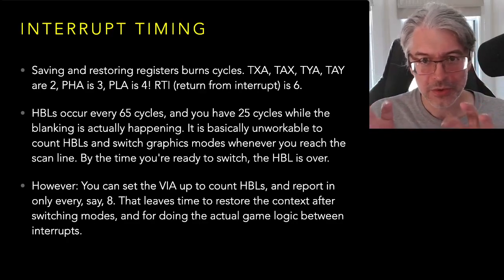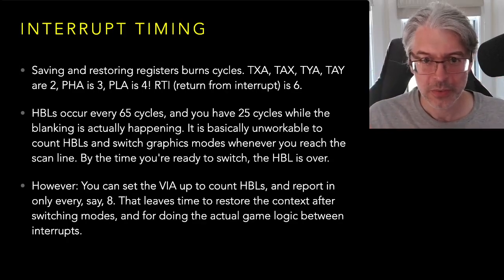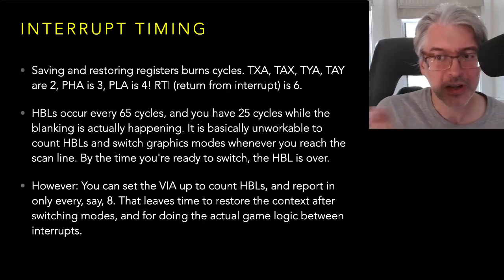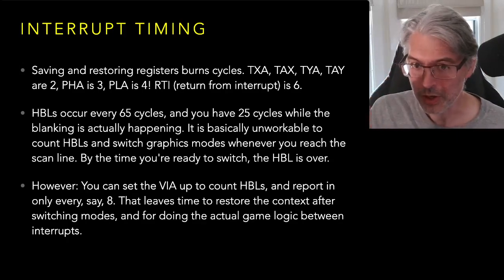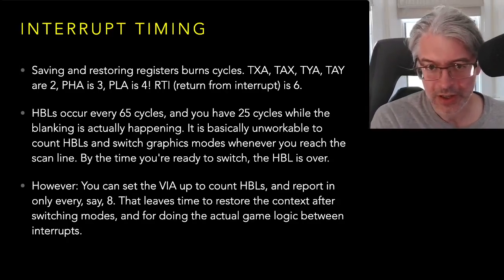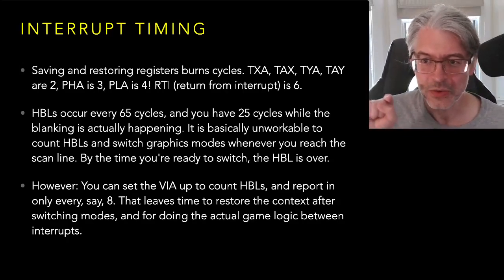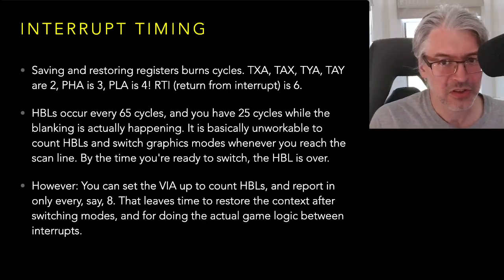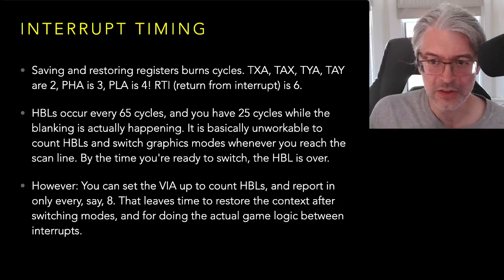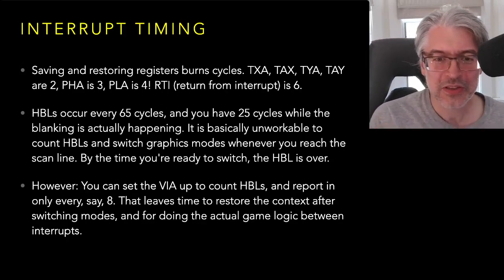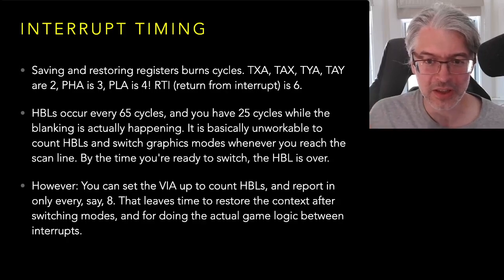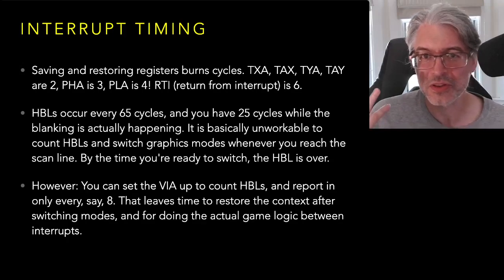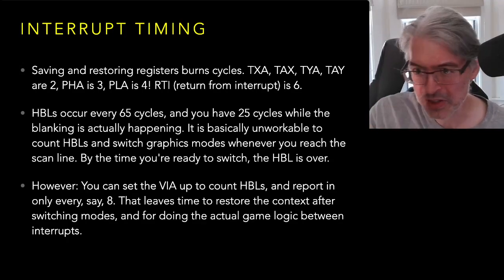Right, so it takes a little while to get into the interrupt processing. Horizontal blanking occurs every 65 cycles, and you have 25 cycles when the blanking is actually happening. So it drew the line, it hit the interrupt, and 25 cycles later, it's going to start drawing again. If it's taking you 6 cycles just to return from the interrupt, you can see that this is going to be a problem. It's basically unworkable to just sit there and count horizontal blankings and switch graphics modes whenever you reach the scan line, because by the time you're ready to switch, the blanking is over, and you've missed several.